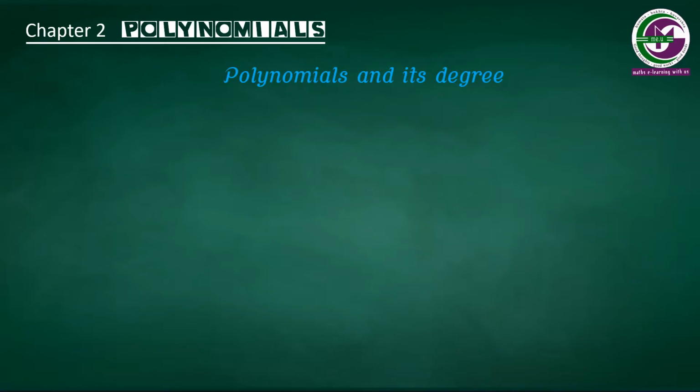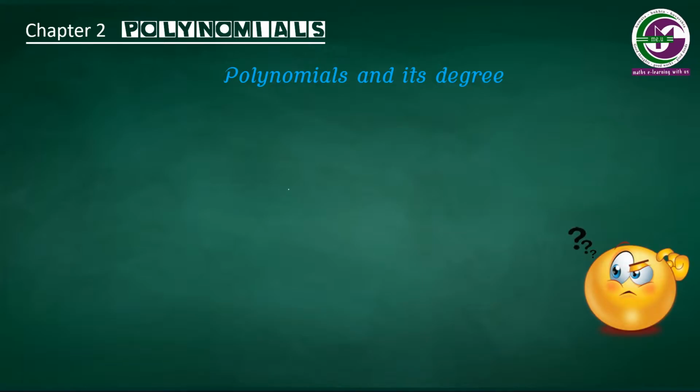In class 9, you have studied about polynomials, right? Before moving to the zeros of a polynomial, I will just revise what polynomials are and what the degree of a polynomial is. What is a polynomial? A polynomial is a mathematical expression with numbers and variables with positive integers as exponents. We'll discuss more with examples.